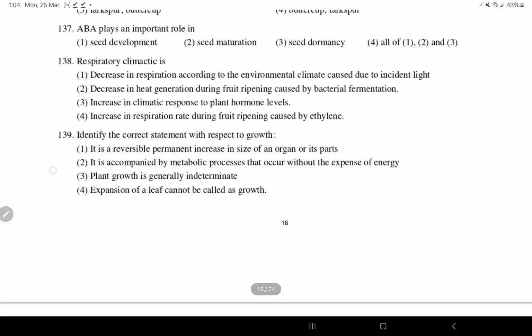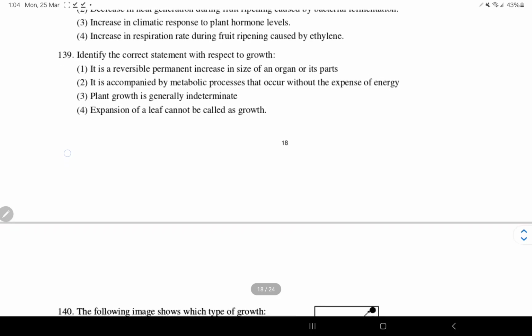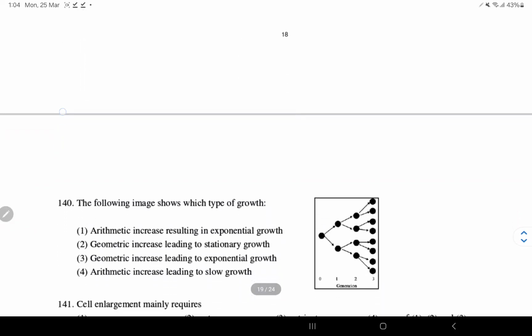Option 4. Identify the correct statement with respect to growth. It is a reversible permanent increase in size of an organ and its parts. So first one is right. Increase in permanent, reversible. Sorry, it's irreversible. Sorry, the third one is right answer. This is reversible. So it has to be irreversible. Option third is right. Plant growth is generally indeterminate.